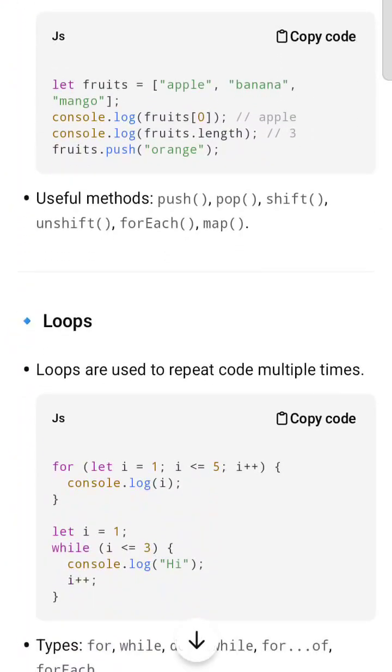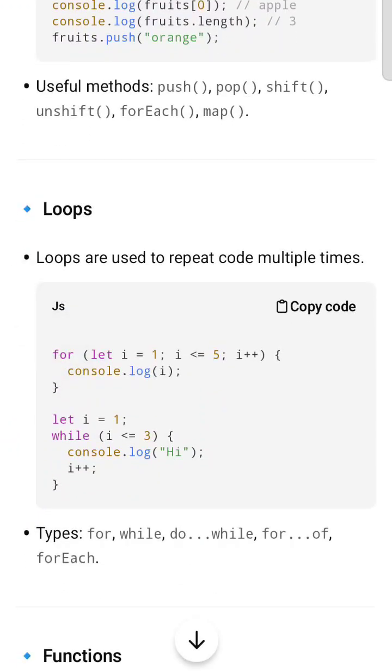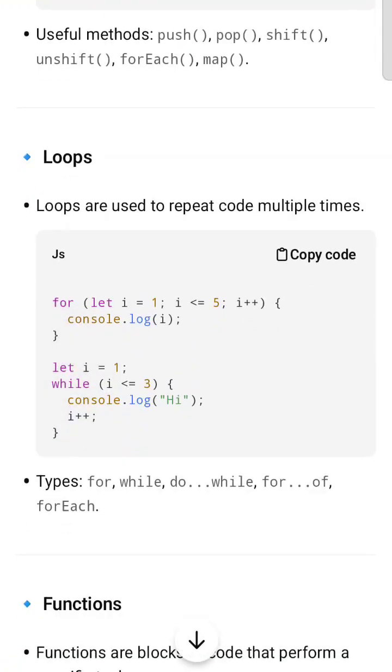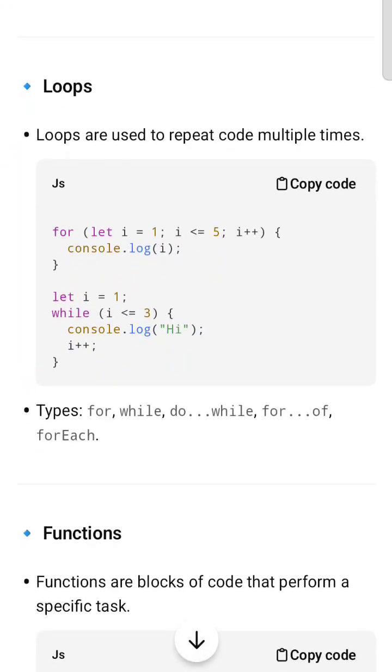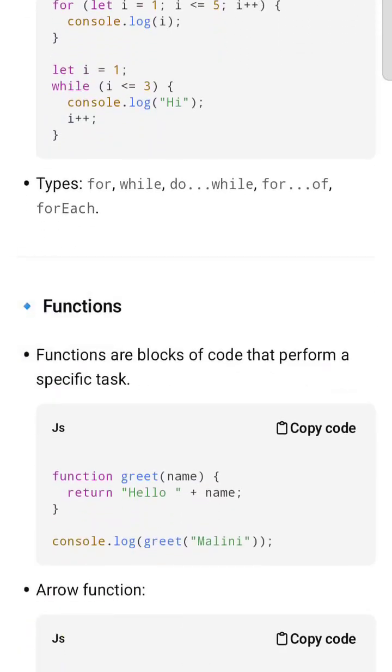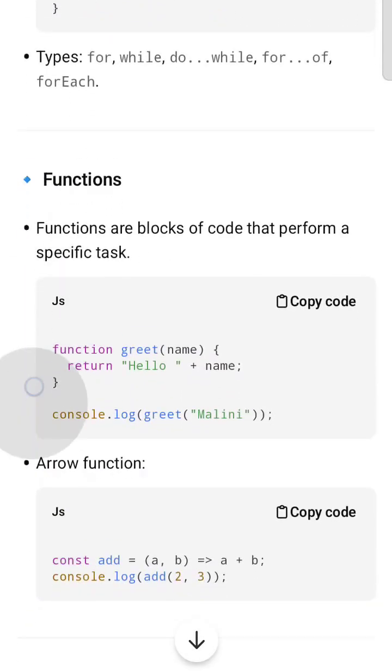So now let me explain you about the loops. Loops are used to repeat code multiple times. Here is an example code you can see. For let i equals 1, i less than or equal to 5, i plus plus, we are going to print console.log of i. That means we are going to print i. So here the loop runs from i equals 1 to i equals 5. So the common types of loops in JavaScript are for loop, while loop, do while loop, for of loop and forEach loop.